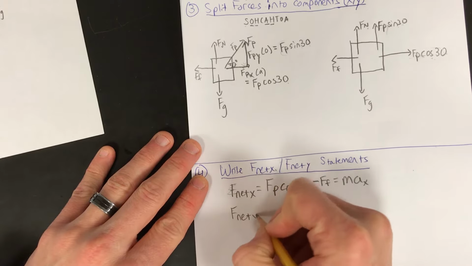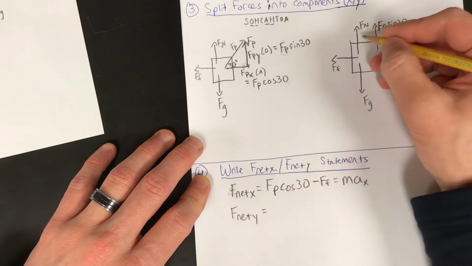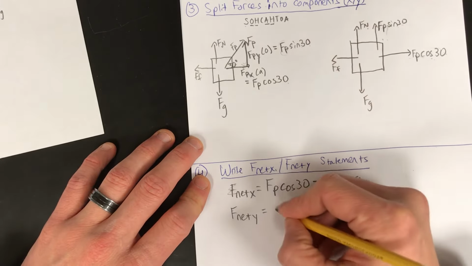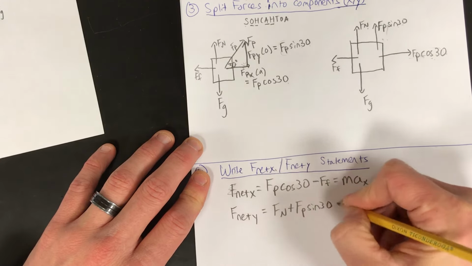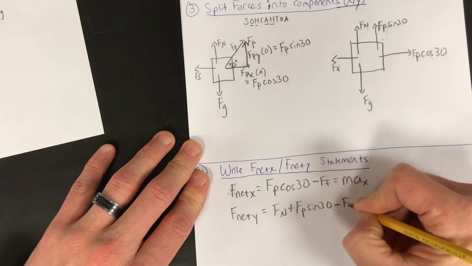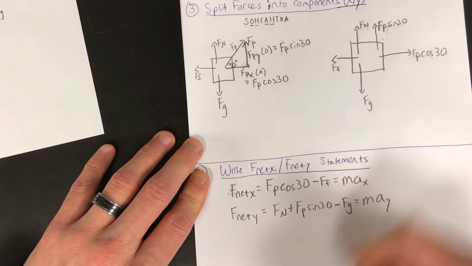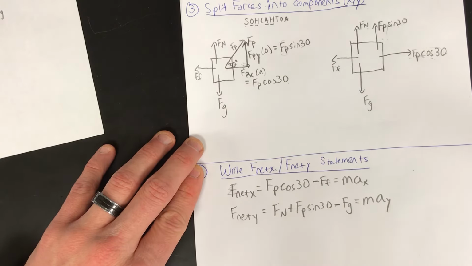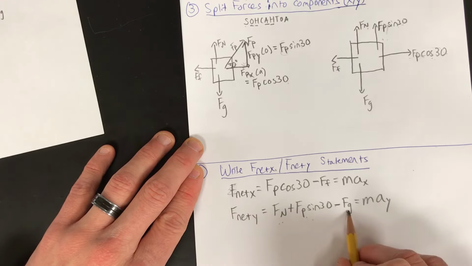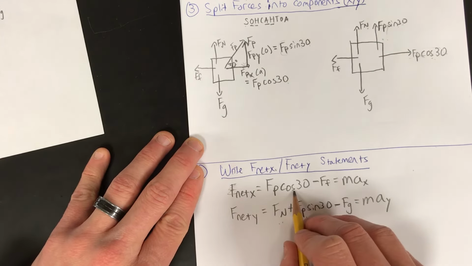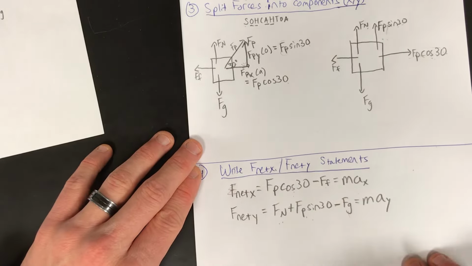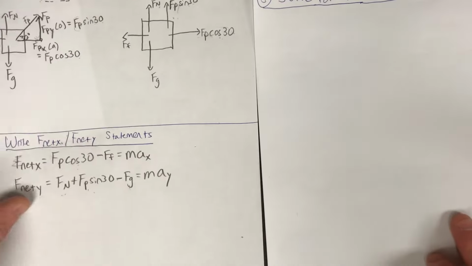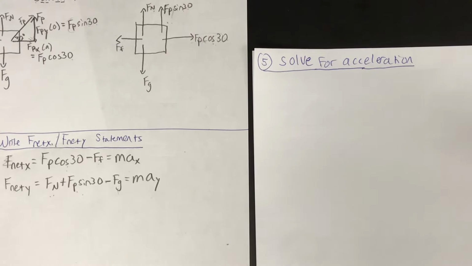And then we can make the statement for the y. For the y direction, there are actually two upwards forces, so both of those are positive. Fn plus Fp sine 30 minus Fg equals m ay. So those are your statements. You have your up forces, both of those, minus your down force, gravity, and your force to the right, Fp cosine 30, minus your force to the left, Ff. Now we're going to use those statements to solve for acceleration.